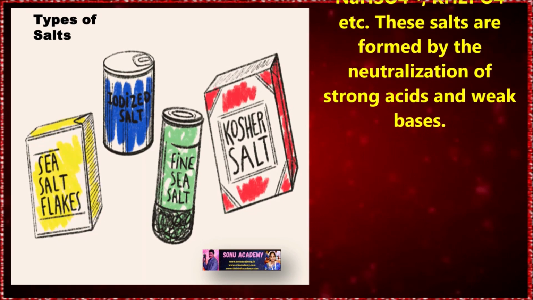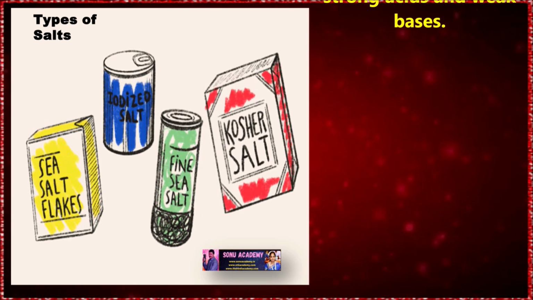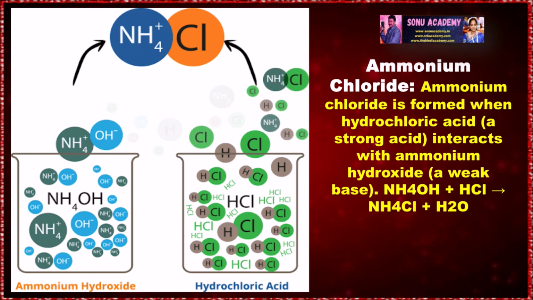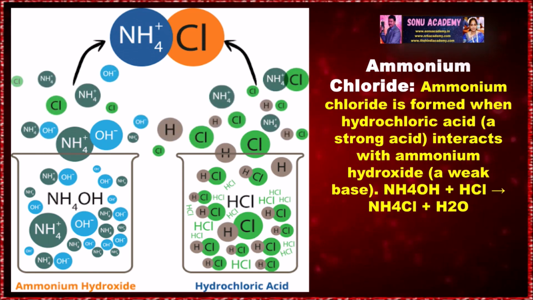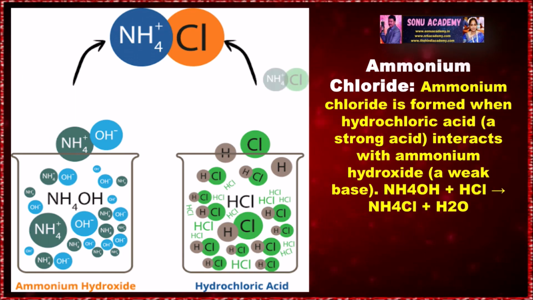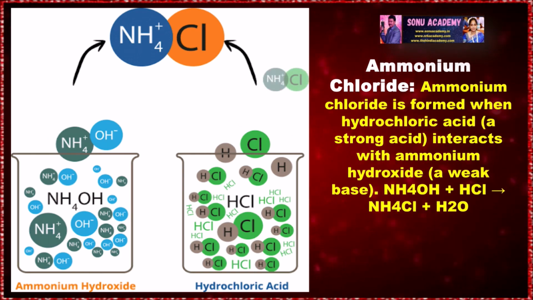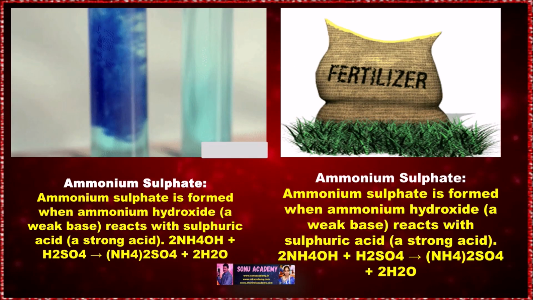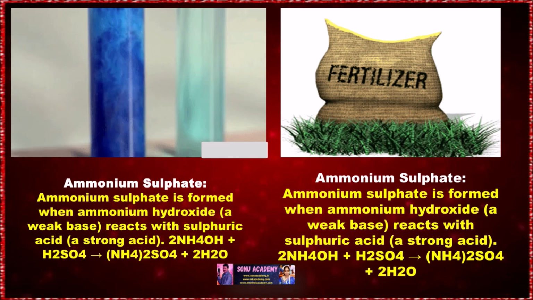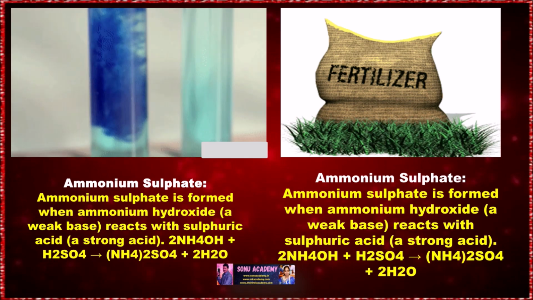NaHSO4, KH2PO4, etc. These salts are formed by the neutralization of strong acids and weak bases. Ammonium chloride is formed when hydrochloric acid, a strong acid, interacts with ammonium hydroxide, a weak base. That is, NH4OH plus HCl gives NH4Cl plus H2O. Ammonium sulfate is formed when ammonium hydroxide, a weak base, reacts with sulfuric acid, a strong acid.